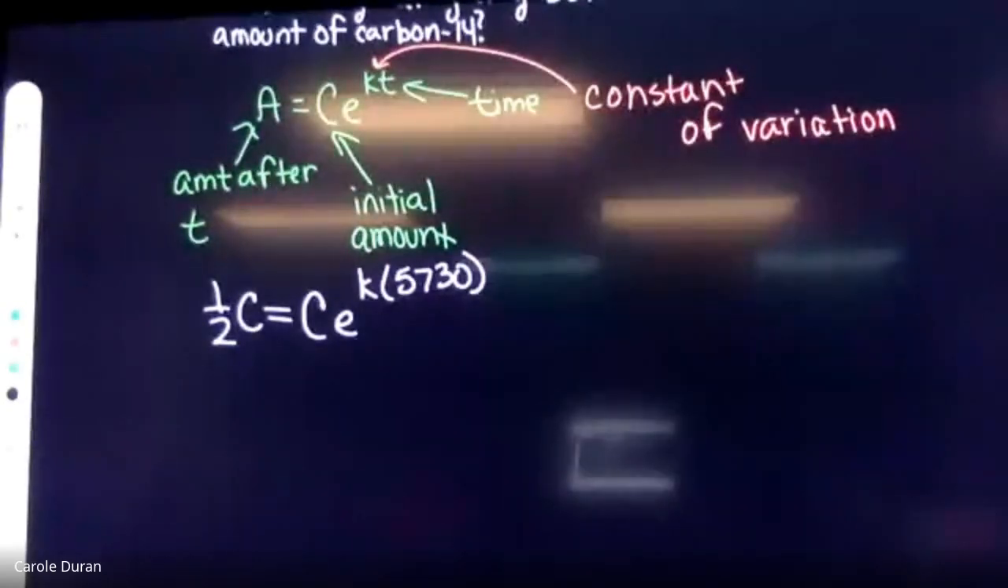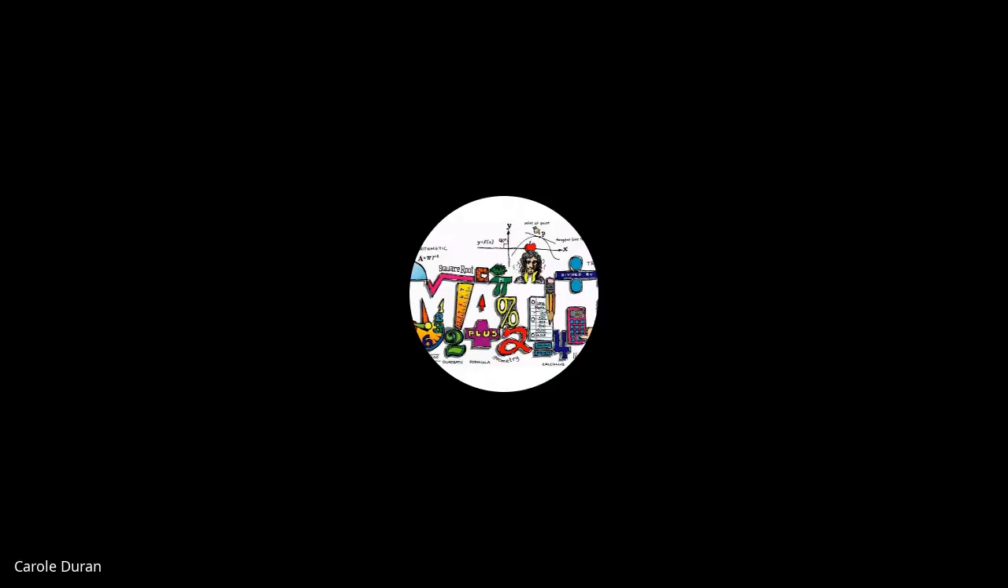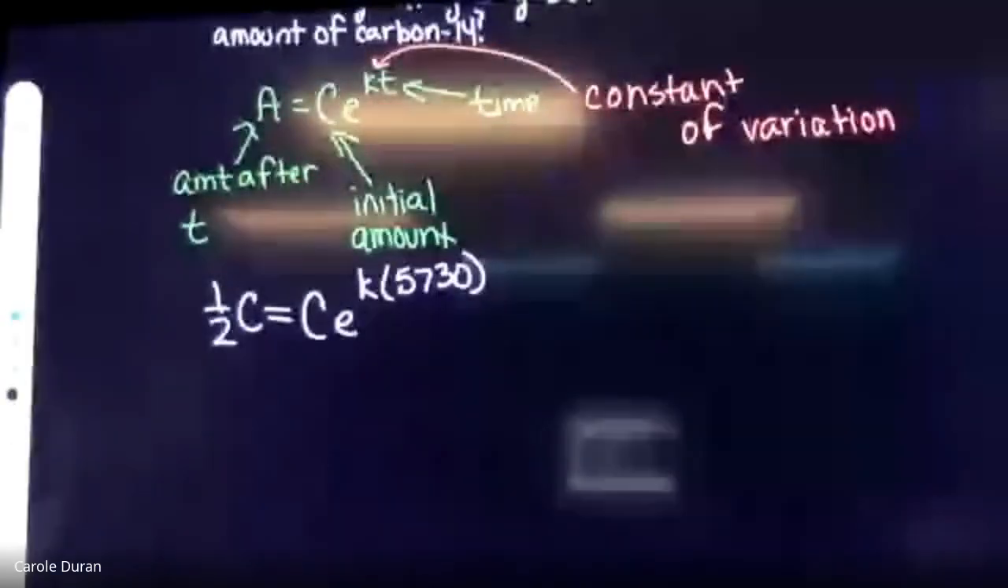Wait, I've got a question. Yes, what's your question? Do you multiply 5,730 so you don't have to put that in front of C? Say that again. Could you multiply 5,730? Not going to do anything. No. If it was an amount, like if I knew I started with 5,730 units of it, then I could do that. But that's time, not amount.